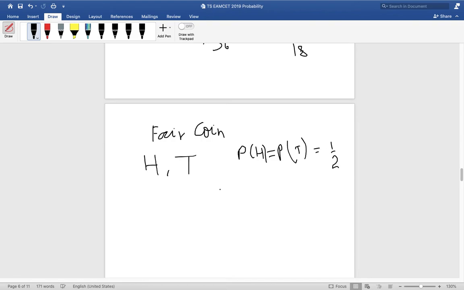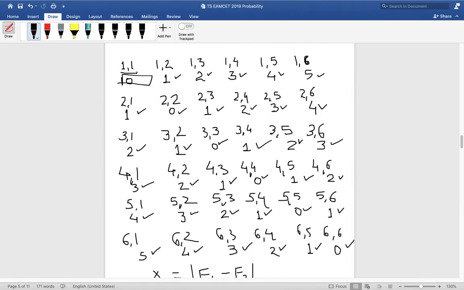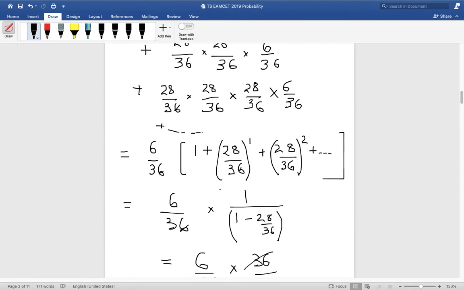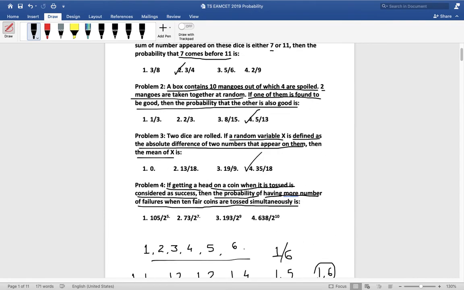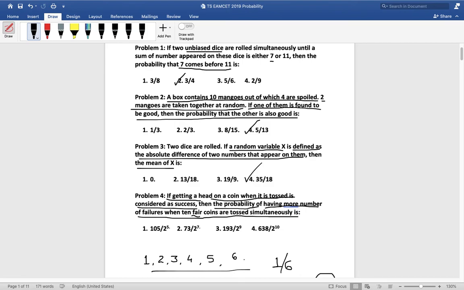Like if you have seen the movie Sholay, Amitabh Bachchan had a coin. It was not a fair coin. Whenever he tossed it, he always got head. That was an unfair coin.